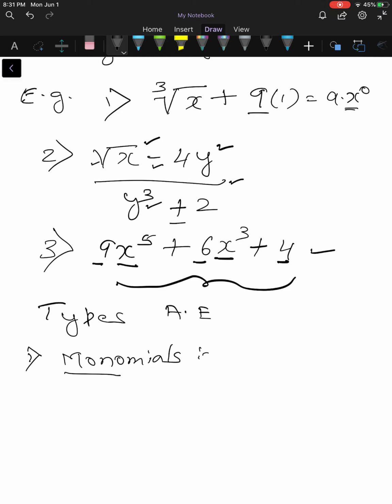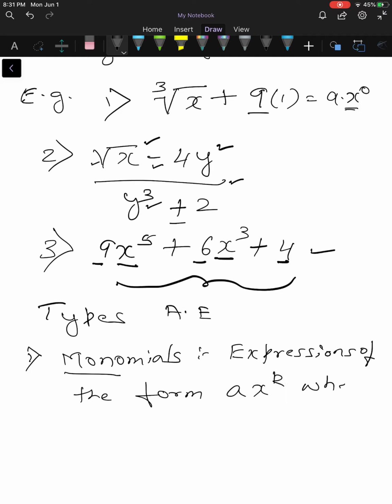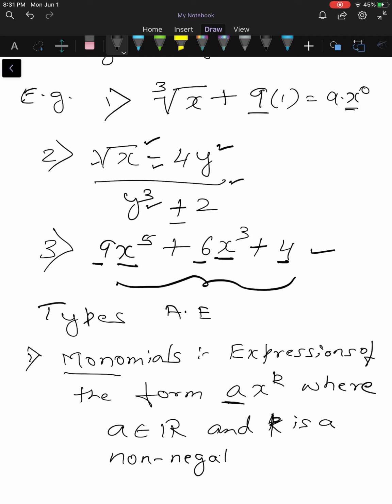one term, that is, I'll tell you what is a term. Expressions of the form a x power k, where, as explained earlier, the coefficient a must belong to R. That means it should be a real number, and k is a non-negative integer.